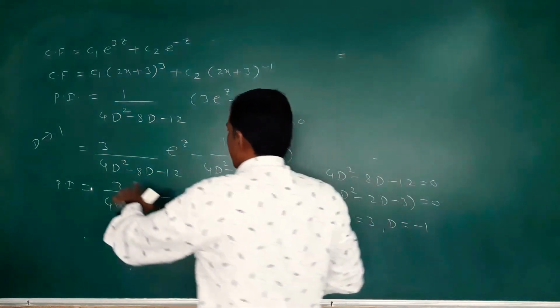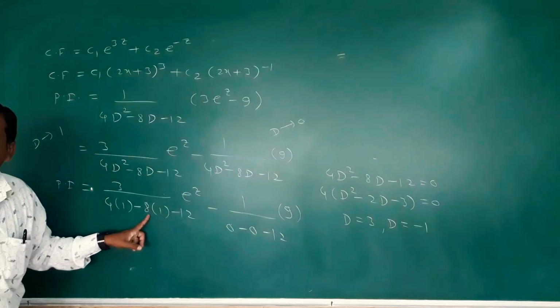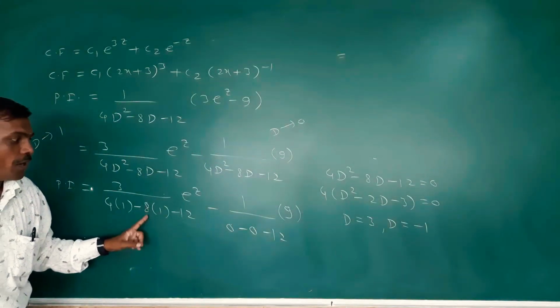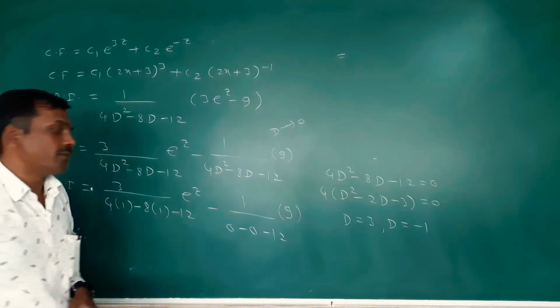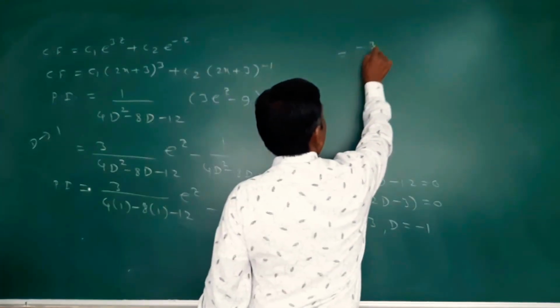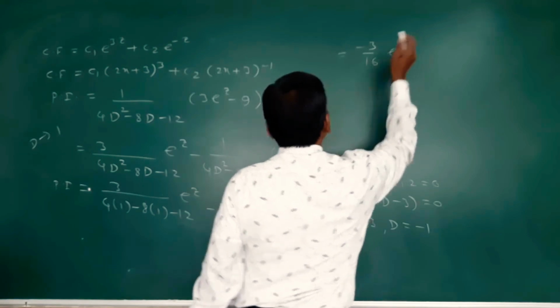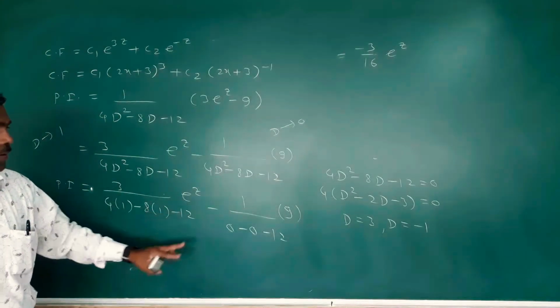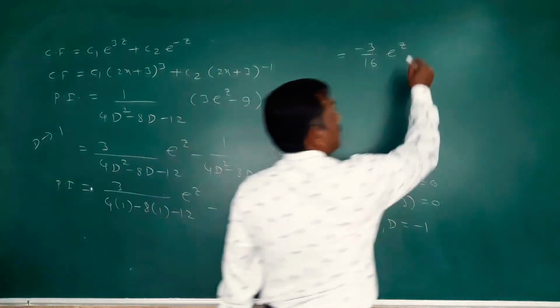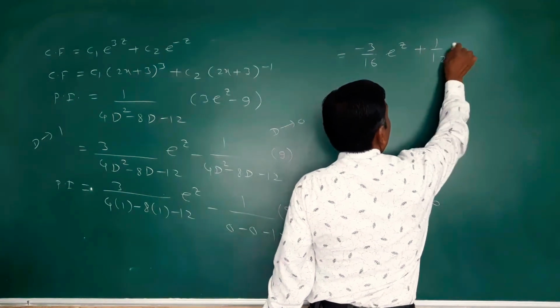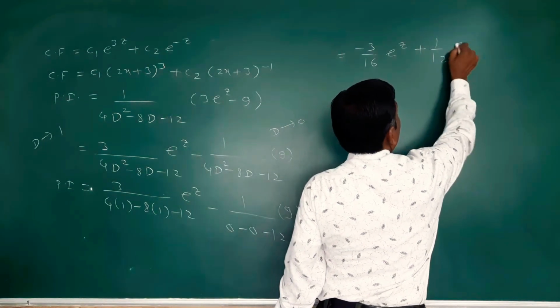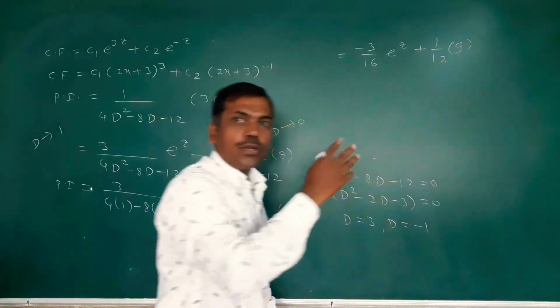So here 3 upon 4 minus 8 it is minus 4, minus 4 minus 12 it is minus 16. So minus 3 upon 16 e raised to z. Correct? Next one is plus 1 by 12, not e raised to z, it is constant 9. Right? You can simplify it.